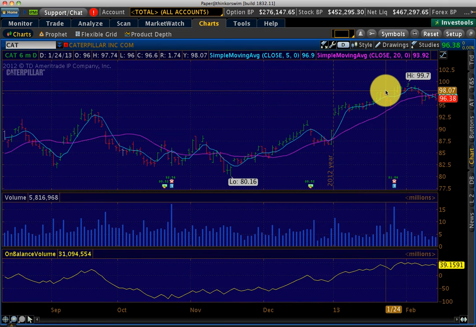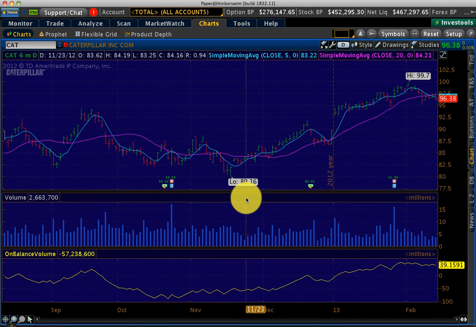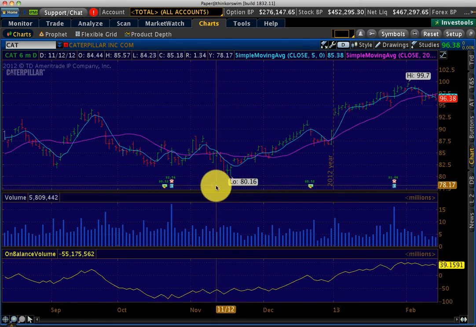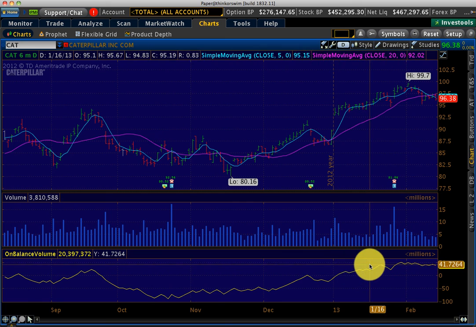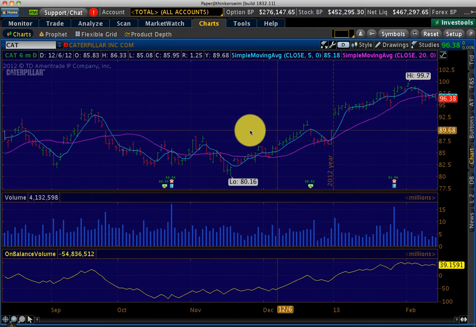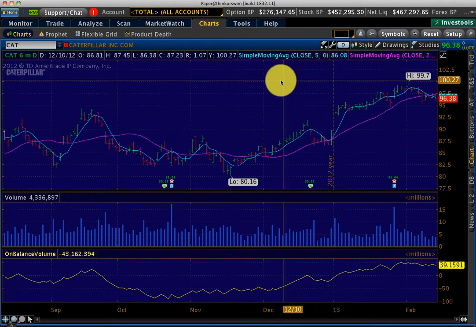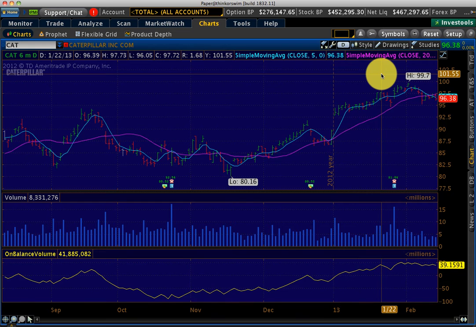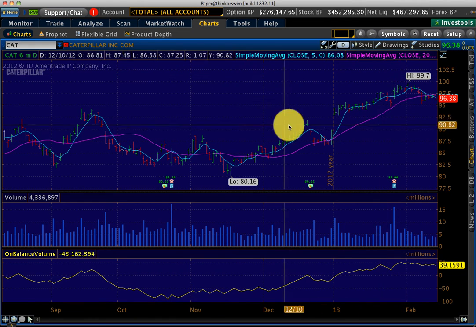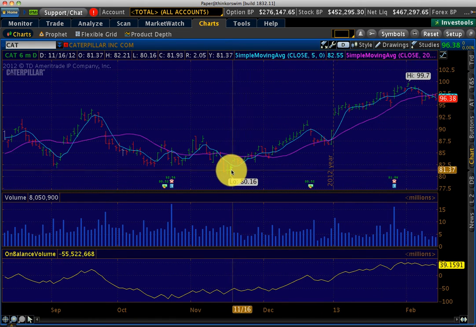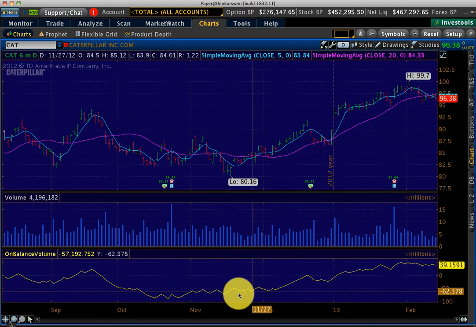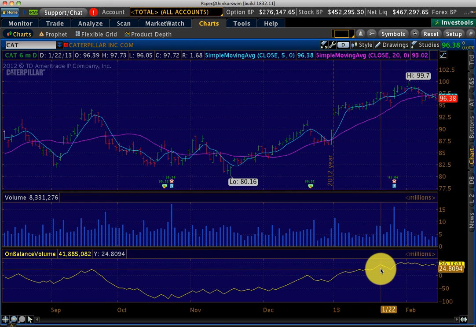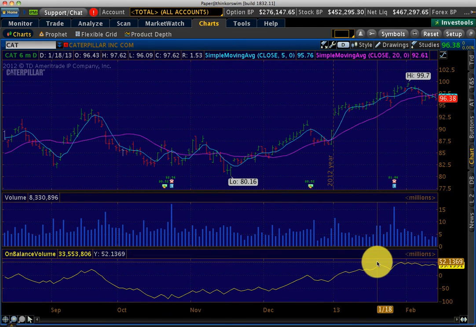Here we have Caterpillar, and you can see that from a low of 80, Caterpillar's made a nice move, and even the on-balance volume is confirming that. So at times like this, the on-balance volume does not indicate that there is some opportunity in Caterpillar. The only thing it's doing is it's confirming the price action and telling us that, okay, volume is coming in and therefore more money is pouring into the stock rather than coming out of the stock.